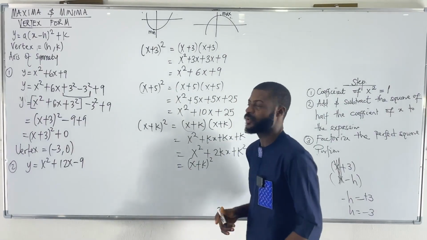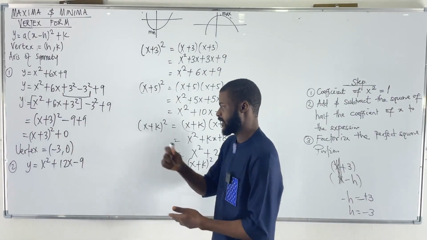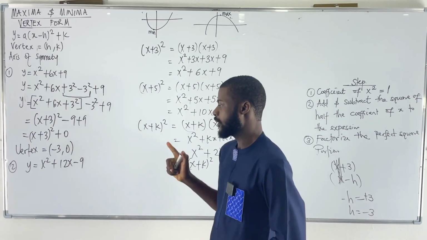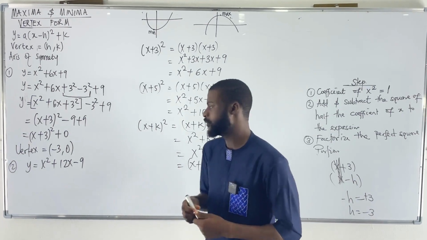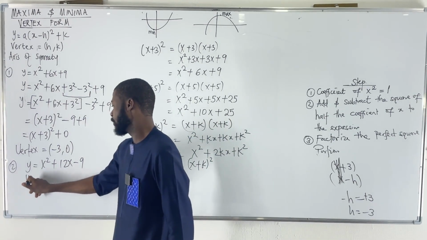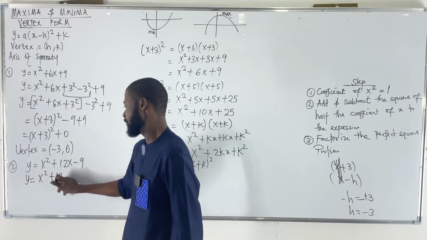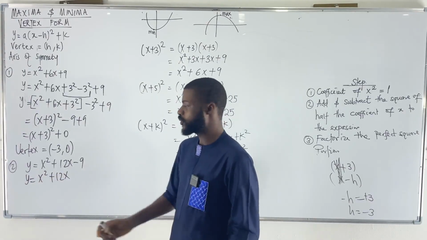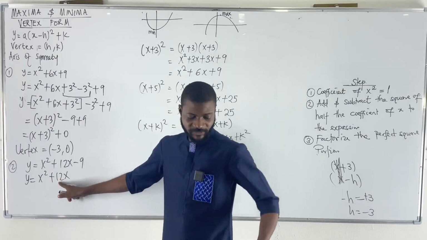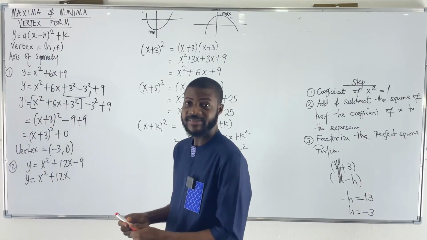Okay, let's say 12x minus 9. So that's what we have. Let's say this one. Now, if I want to get started, what would I do? I'll say this is y equal to x squared plus 12x. Then if you take the half of 12, what would you have? You're going to have 6.